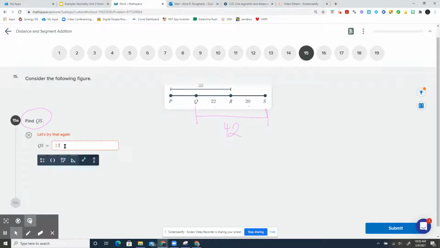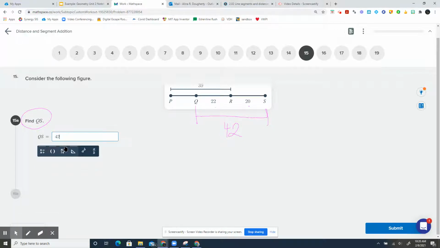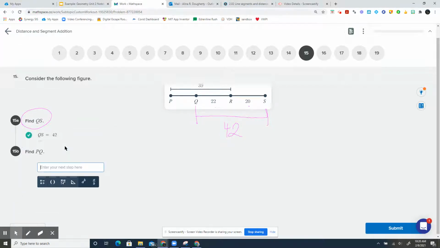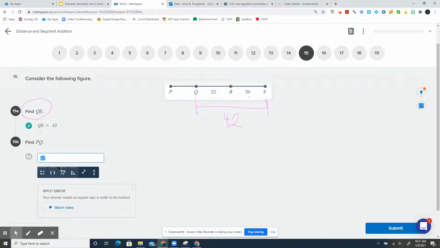I'm going to keep that 17 in my head, though, because maybe that's another answer. 42. And then PQ. Aha. Now I've got to do 39 minus 22 is my 17. So guys, don't be like me. Read the directions. That's a really important thing. Input error. Find PQ. So I think what it wants me to do is 17 equals PQ.